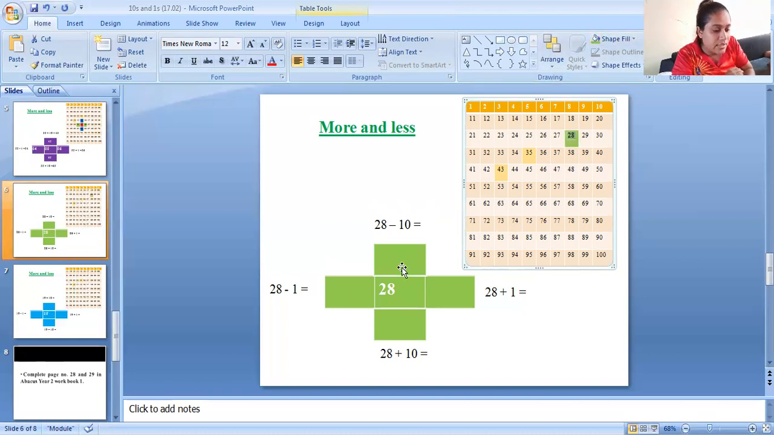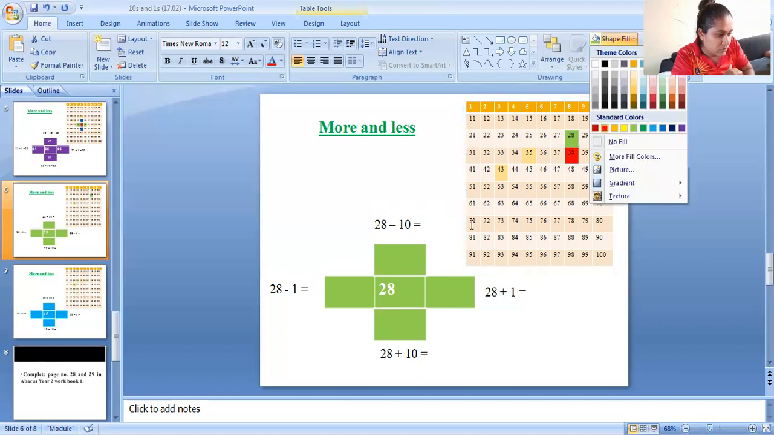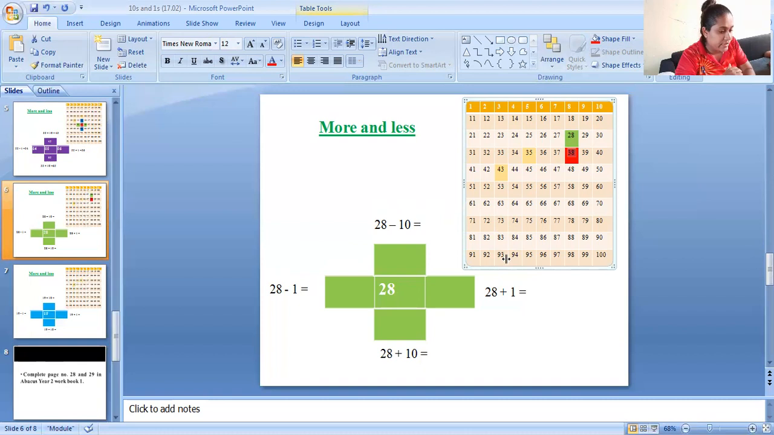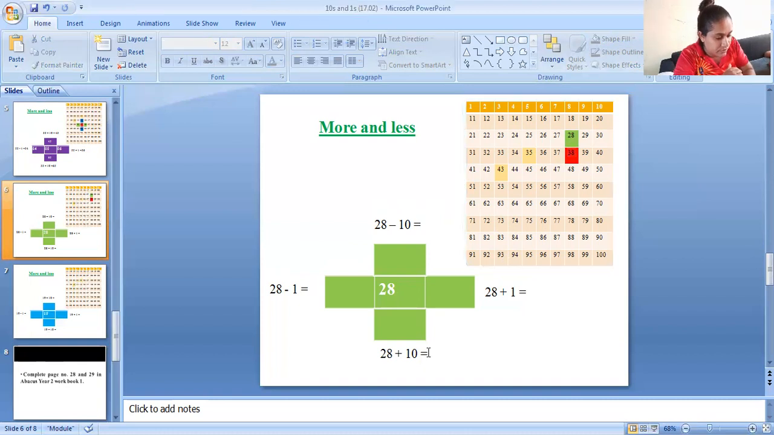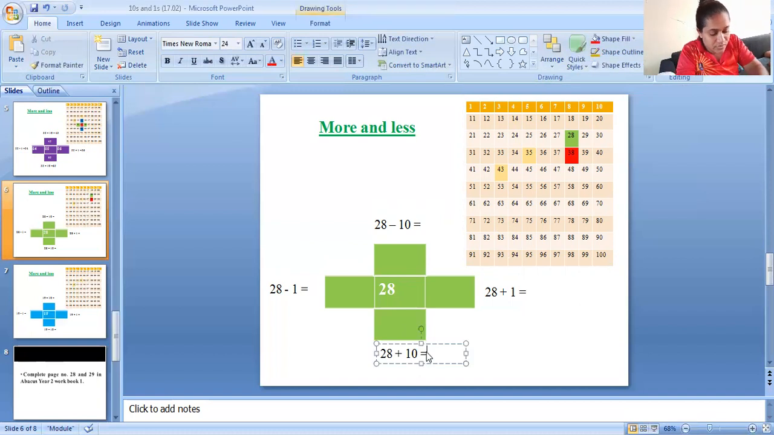Now I'm going to find the number that is 10 more than 28. So I will count 1, 2, 3, 4, 5, 6, 7, 8, 9, 10. This is the number that is 10 more than 28. What is it? It is 38.